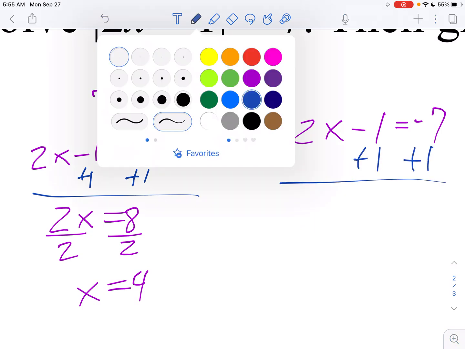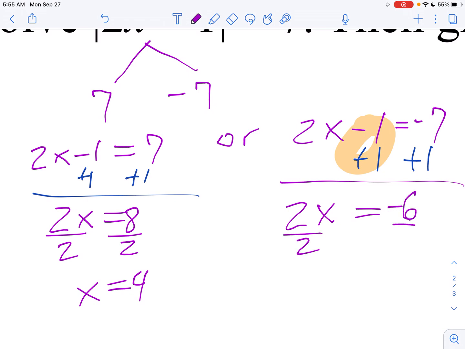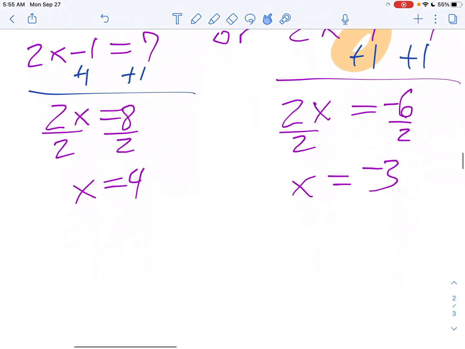So we get 2x. You bring down the 2x. Negative 1 plus 1, they cancel, so that's 0. Negative 7 plus 1 is negative 6. Divide both sides by 2. X equals negative 3.